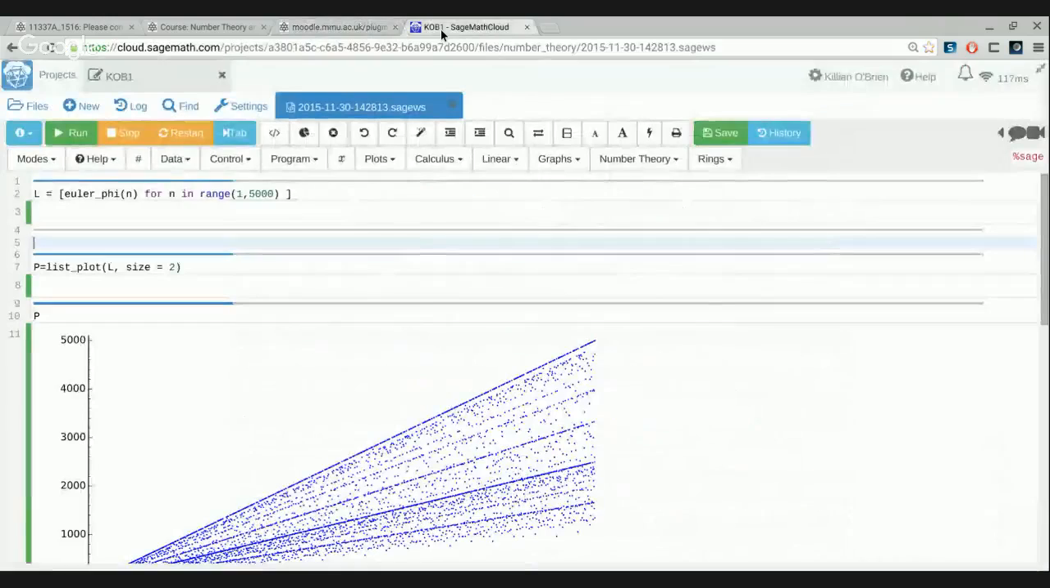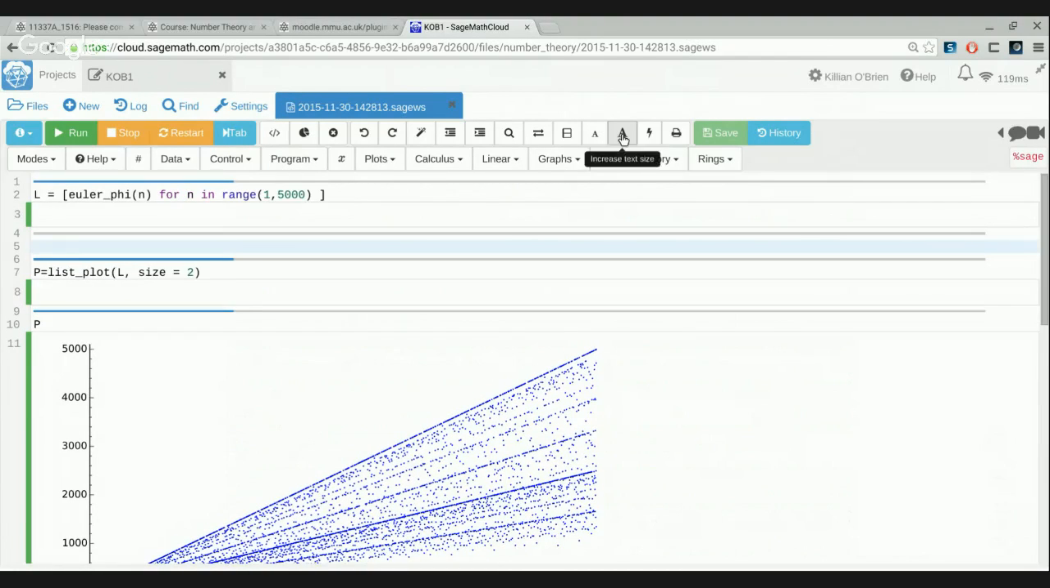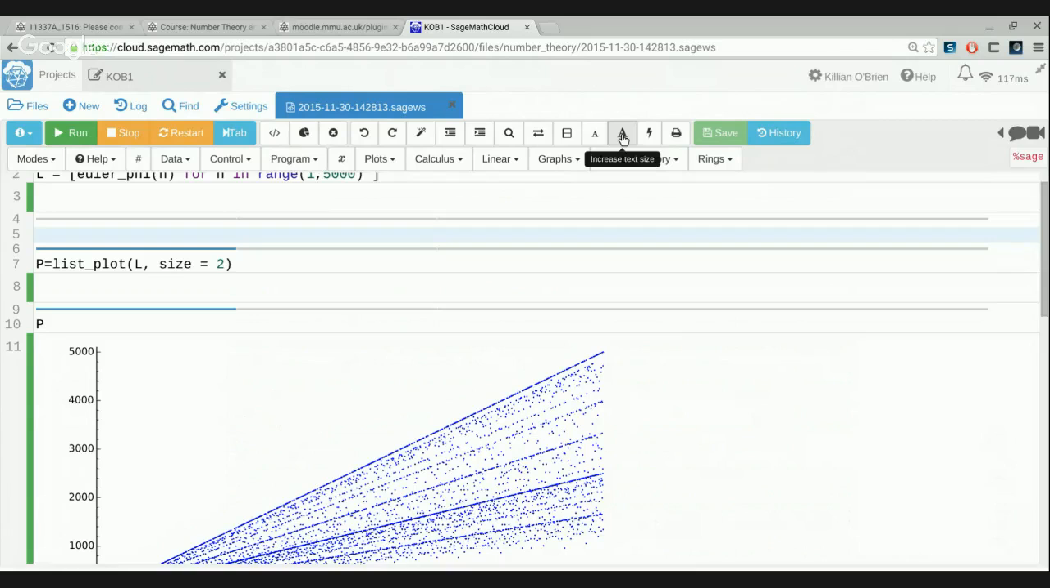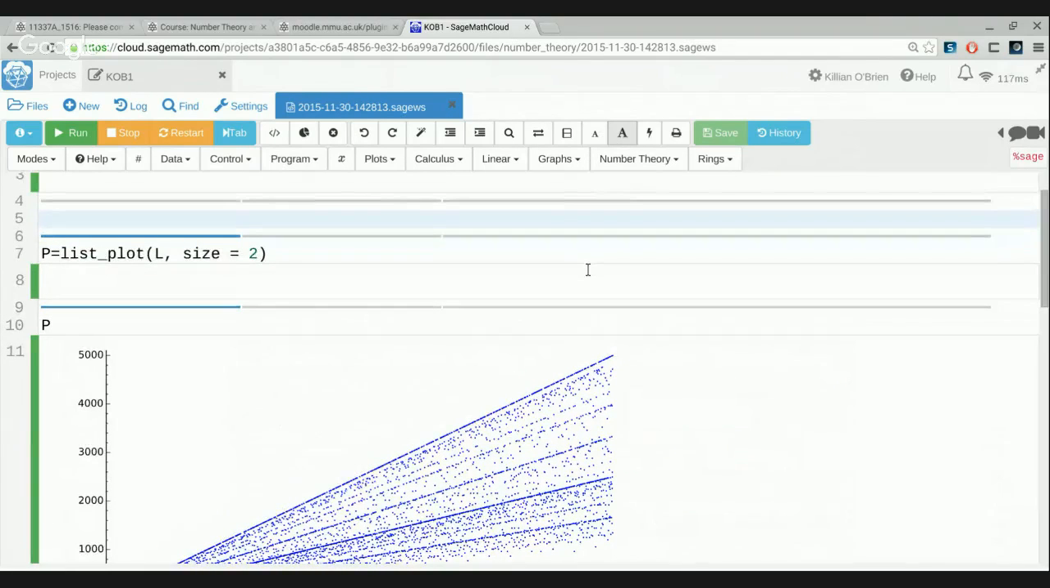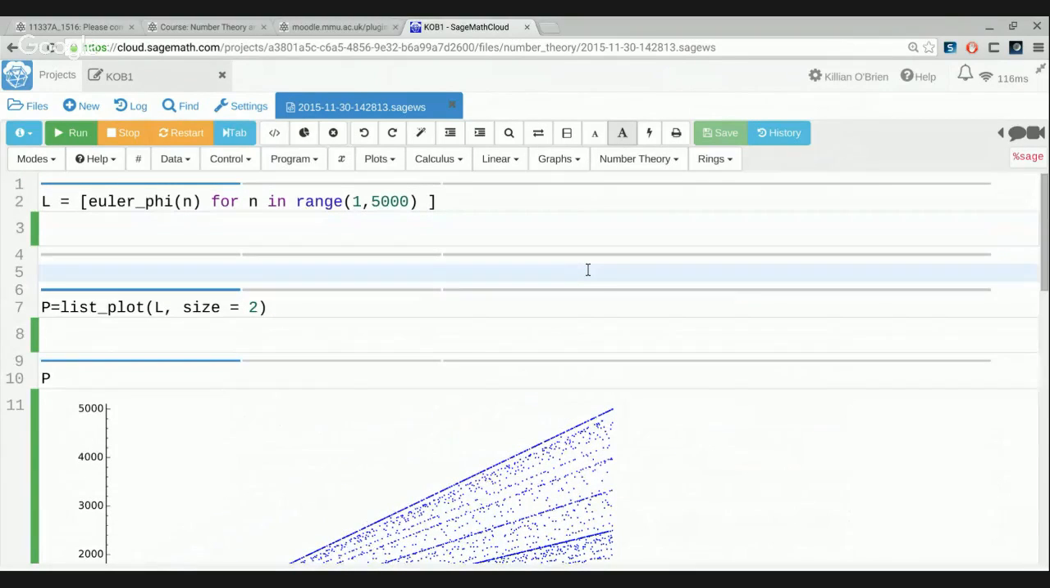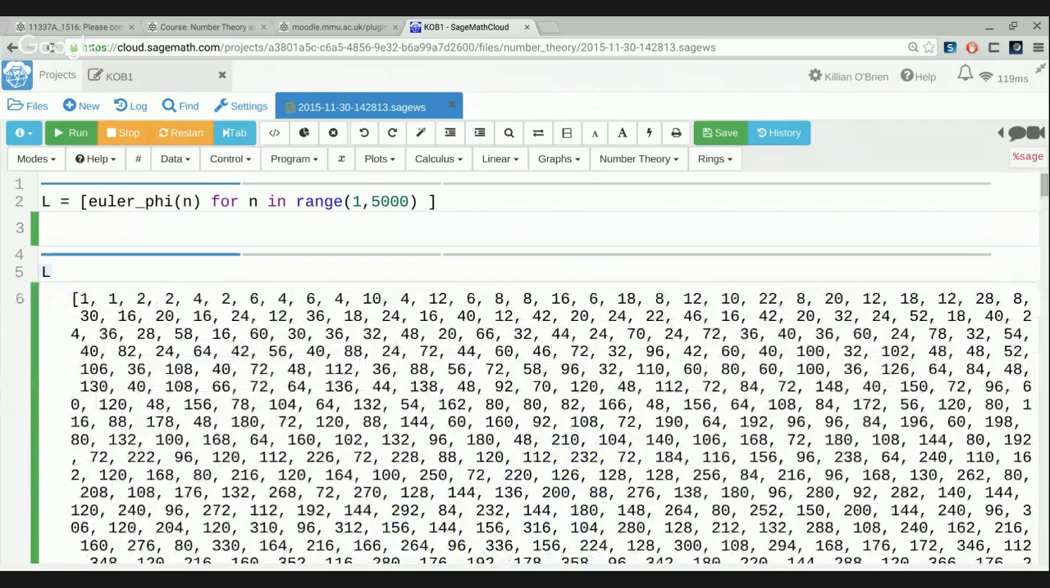It can be helpful just to look graphically at what the function is doing. So here in Sage, this command here at the top, L, gives me a list of Euler phi values. So Euler phi of n for every n in the range 1 to 5,000. So L there is a list of 5,000 elements, and these are the values of the Euler phi function.